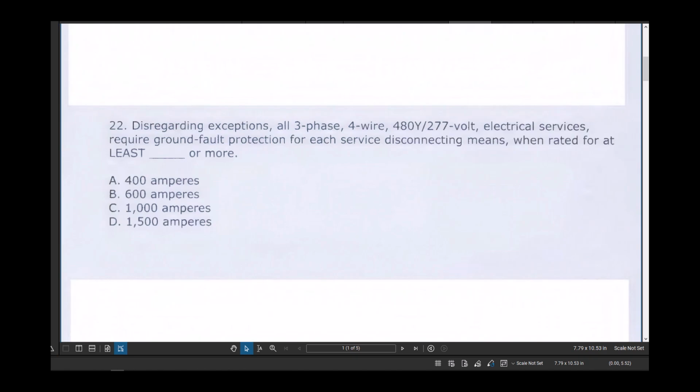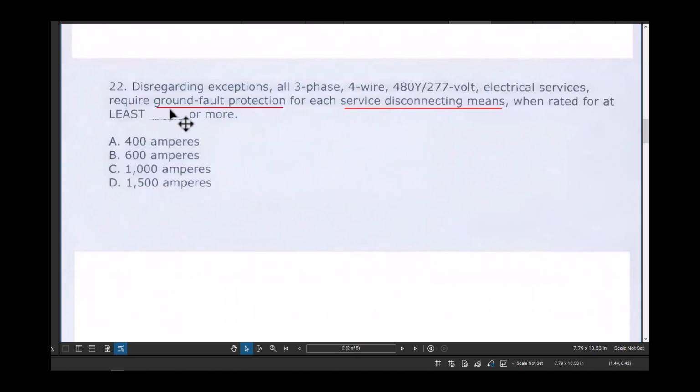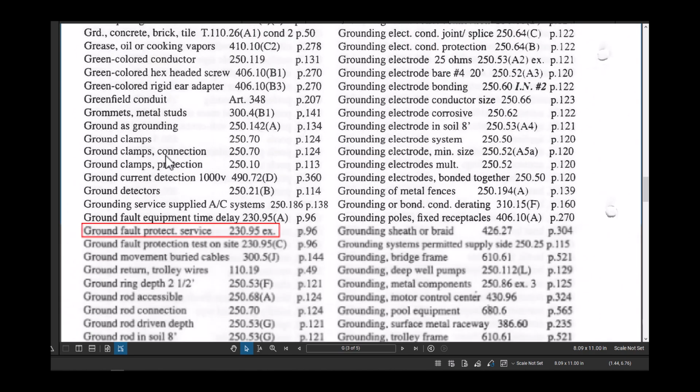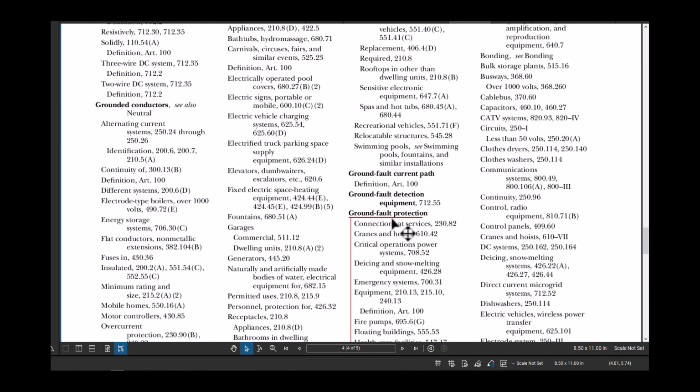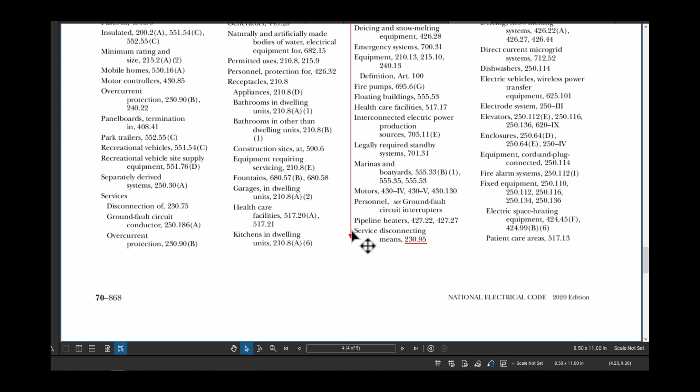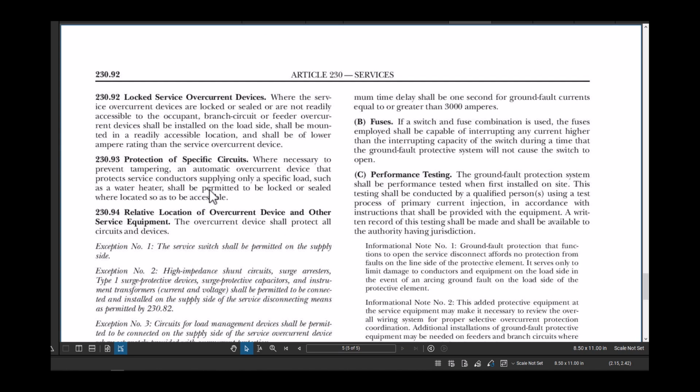Then if we highlight what we said, we have ground fault protection, service disconnect means, and if we go to Tom Henry's index, we go to section ground fault protection, service side, where the question said disregarding exception. This talks about exception, but our start point is 230.95. Then we go to the NEC index, we have ground fault protection, then we navigate through service disconnect means 230.95, and we go to the article to see what it says.